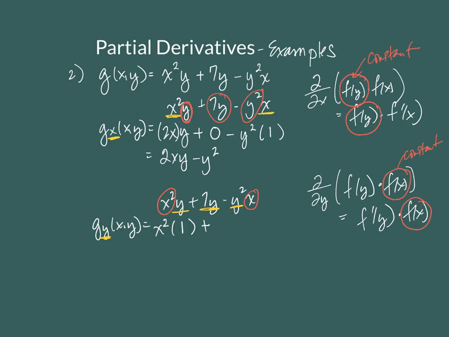Plus, the derivative of 7y is going to be 7, minus, using the constant multiple rule, the x just gets rewritten and multiplied by the derivative of y squared, which is 2y. So cleaning this up is x squared plus 7 minus 2yx.